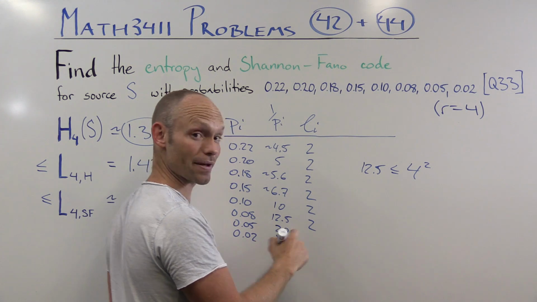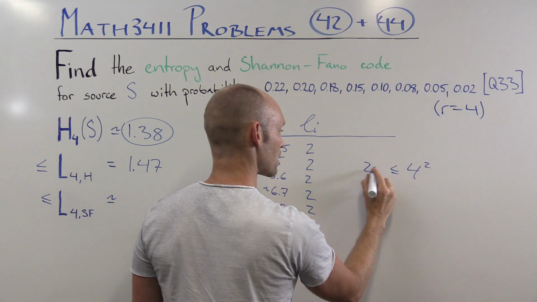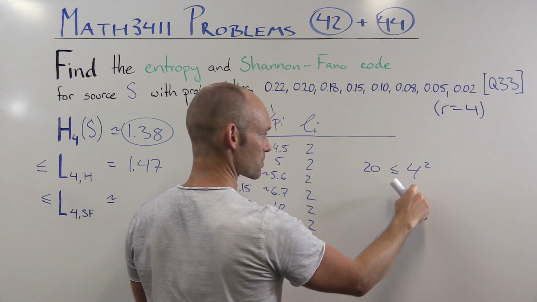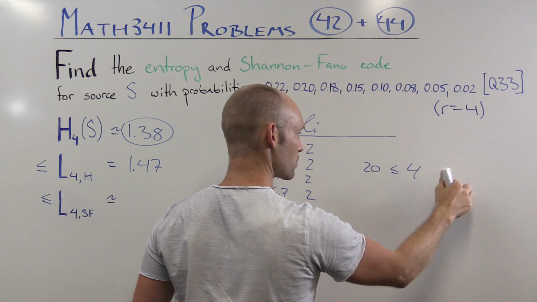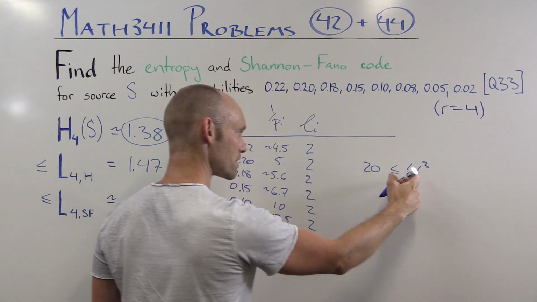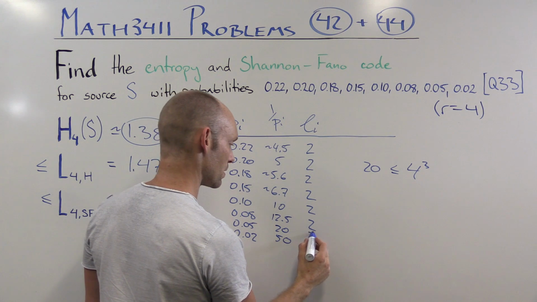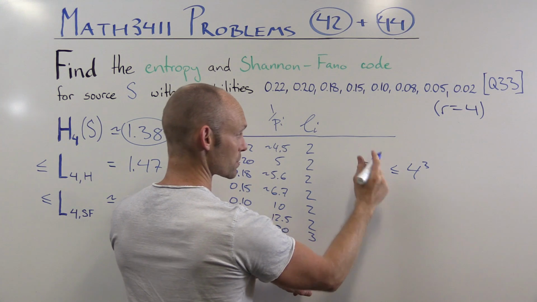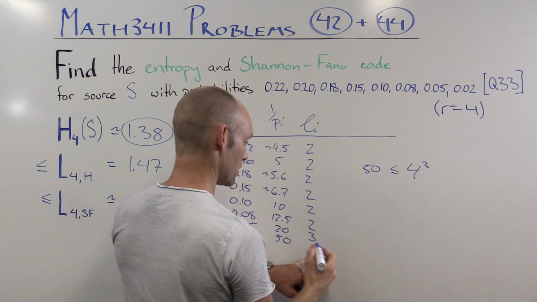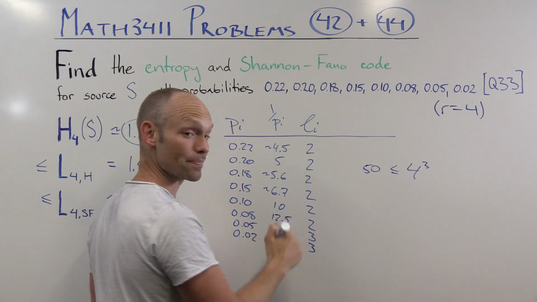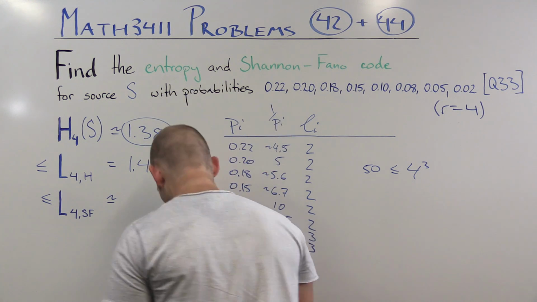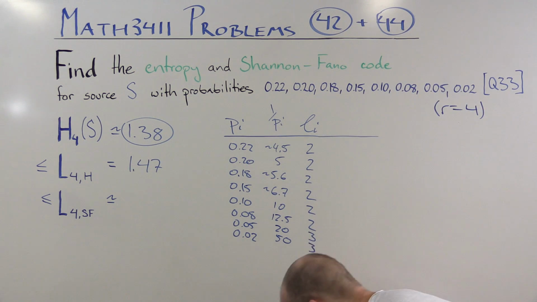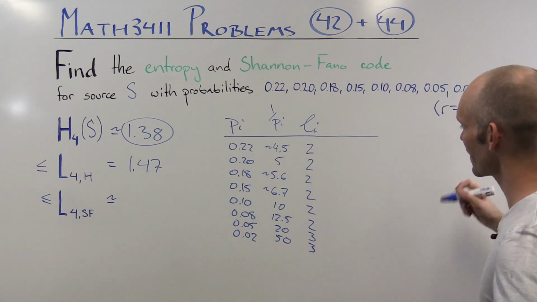Now if we have 20 on the other hand, then this inequality no longer holds. We have to have a bigger power than just 2. So let's go up to 3. So now we have 64 is greater or equal to 20. So 3 there. And 64 is also greater or equal to 50. So we have the 3 there, and we're done. So now we've found the code word lengths. This is sort of back to front compared to the Huffman coding.